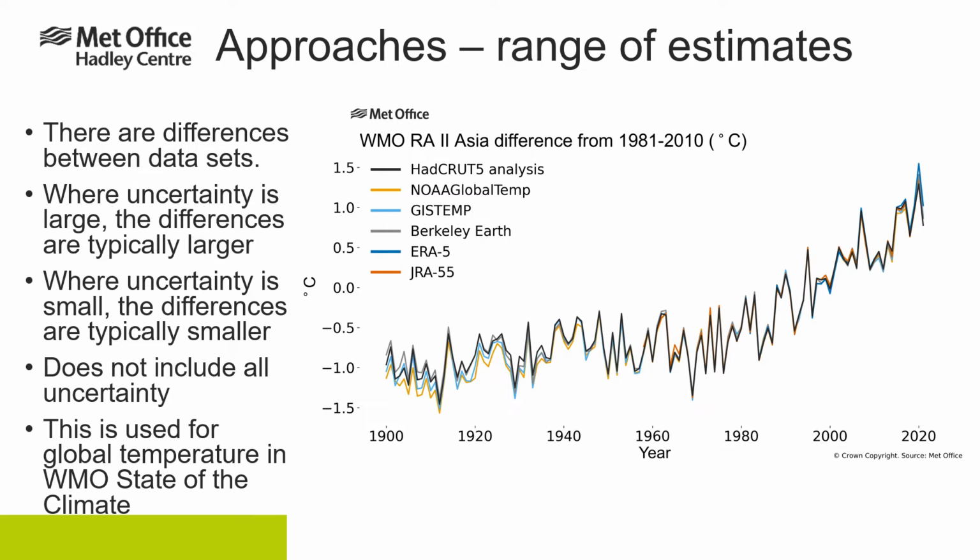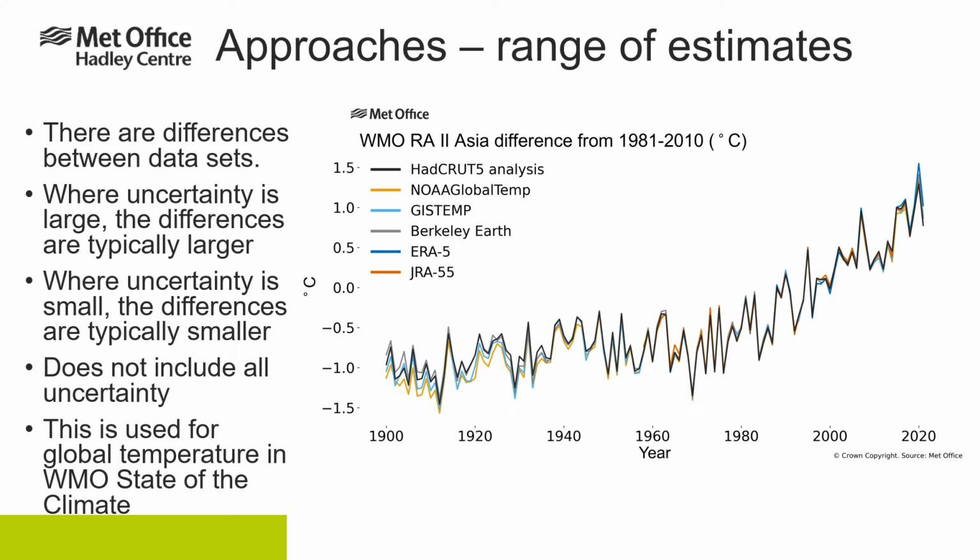We have data from 6 data sets. They don't all cover the whole period. HadCRUT5, NOAA GlobalTemp, GISTEMP, Berkeley Earth, ERA5, and JRA-55. And you can see that there's very good agreement between the data sets in general. They all show the same trend. There's the same year-to-year variability, but there is some difference.